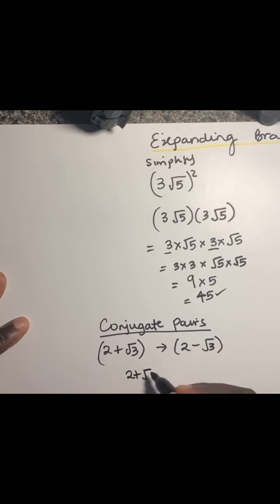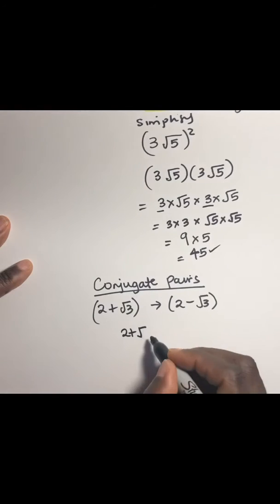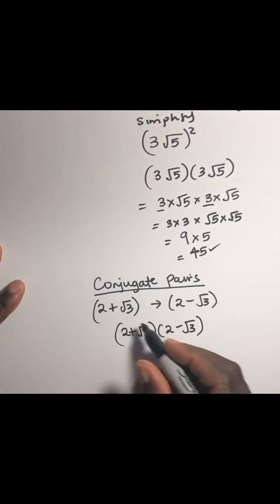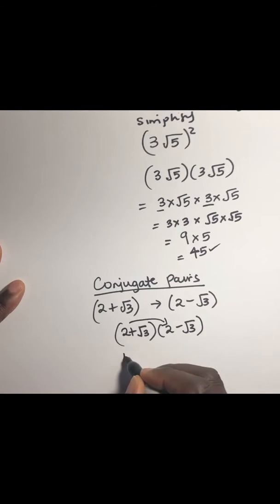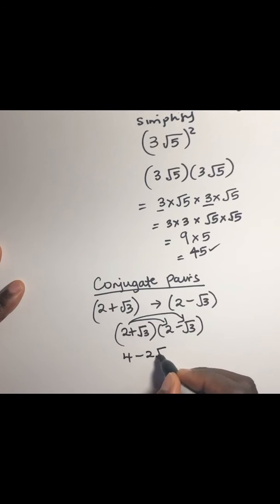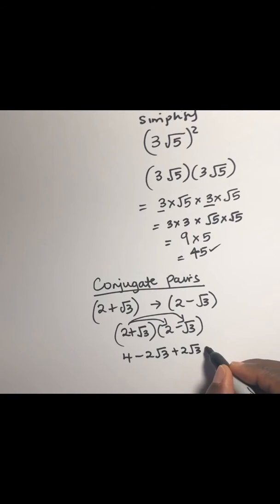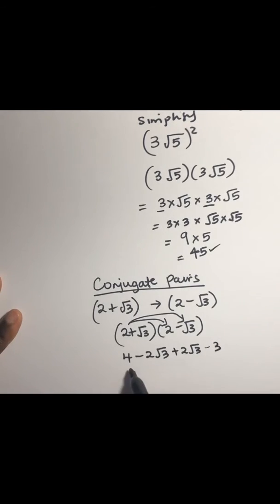2 plus root 3 times 2 minus root 3. 2 times 2 would be 4. 2 times minus root 3 would be minus 2 root 3. 2 times root 3 would be plus 2 root 3. And root 3 times minus root 3 would be minus 3. So we've got 4 minus 3 is 1. And obviously this would cancel this. And our answer would be 1.